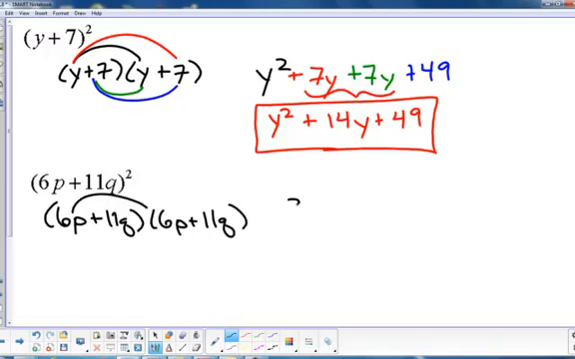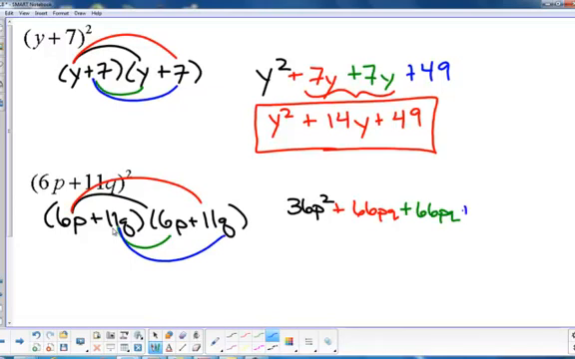P times 6p is 36p squared. 6p times 11q is 66pq. I'm going to keep that in alphabetical order to keep my like terms. 11q times 6p is another 66pq. And 11q times 11q is 121q squared. The middle two terms are like terms.